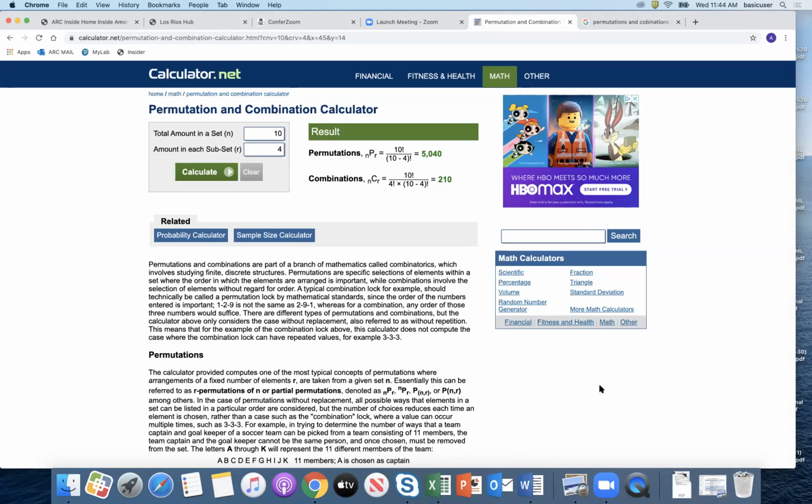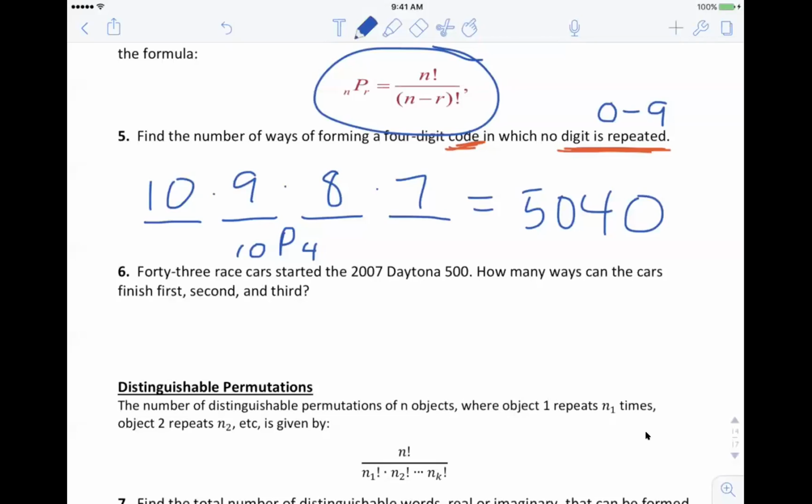Okay, let's try that one about the racing. There's 43 race cars, and how many ways can the cars finish first, second, and third? 43 to choose from. We are choosing 3, first, second, and third. P, because order matters. Coming first or second, that's a different permutation. So do that on your permutation calculator, or your handheld calculator, or just do 43 times 42 times 41. I'll just do it real quick. And we get 74,046.